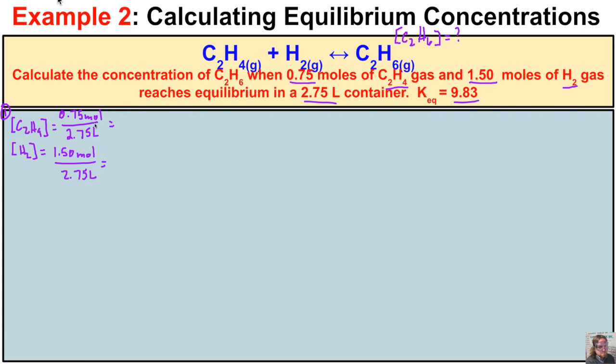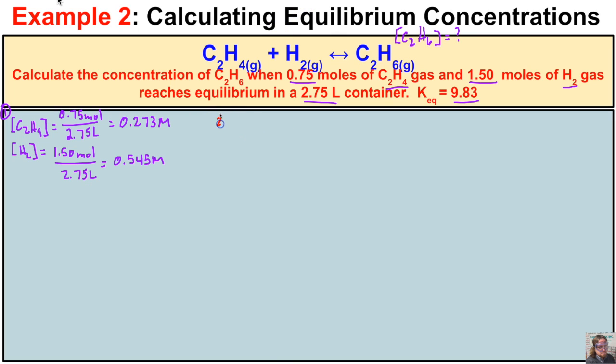So we'll get our calculator out. 0.75 divided by 2.75, and we end up with 0.273 moles per liter. That's the concentration of our C2H4, and we'll take 1.50 divided by 2.75, and we're going to end up with 0.545 moles per liter of H2 gas. And so what we now have to do in step 2 is rewrite this chemical equation here and come up with an ICE chart.